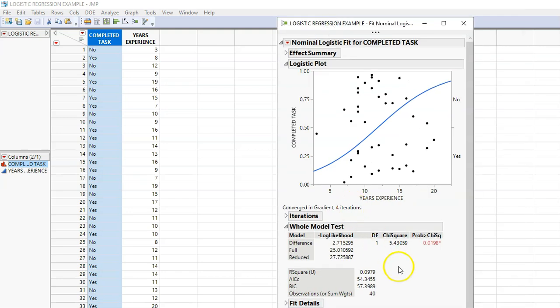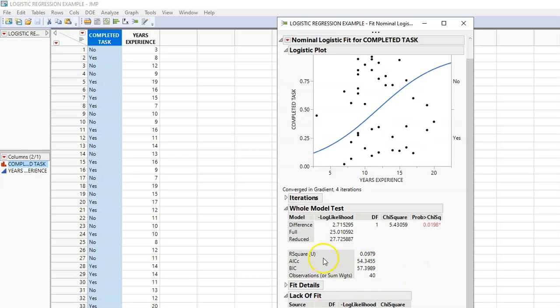So the results seem to be significant. We have a significant model, and you can see the higher the years of experience our candidate had, the higher the probability of completing this task. This is the probability of completing the task, right? The higher years of experience, the higher the probability of completing the task. And this model is a good model. R square is 9.8%, AIC 54.